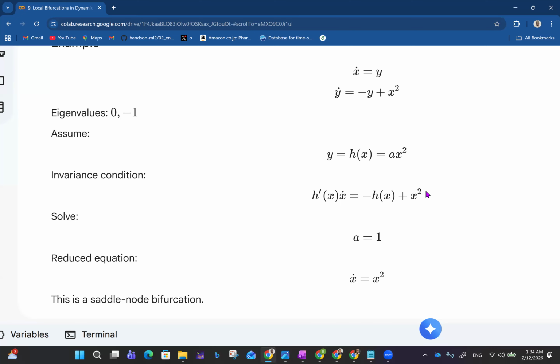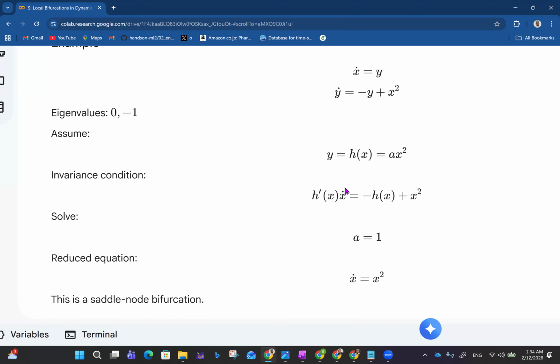So if you solve all that now, you see that a is equal to 1. With a being equal to 1, the reduced equation then becomes x dot equals x squared, because y itself is x dot, right? And y was a x squared. So after solving this to get a, you have 1. So x dot is equal to x squared.